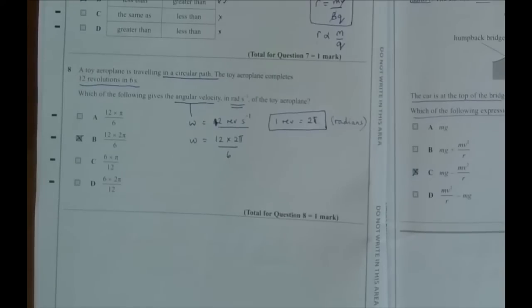They've given you that the plane is completing 12 revolutions in 2 seconds. That means it's got 6 revolutions per second. One revolution is 2 pi in radians. They want you to work out the angular velocity in radians per second. So you know that omega is 6 revolutions per second, which would be 12 pi per second, but the answer isn't given that way, so you've got to convert from revolutions into radians: 12 times 2 pi divided by 6. The only answer which has that algebra is B.